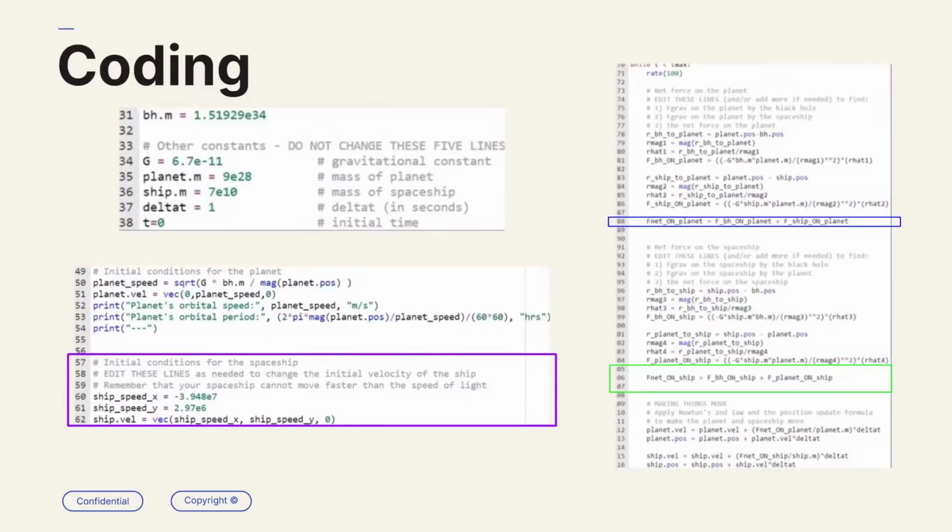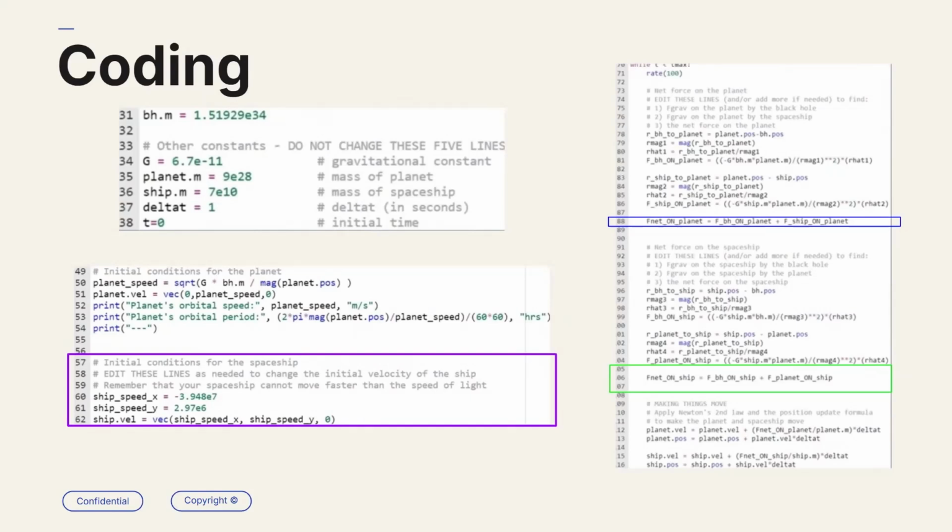So for part two, at the beginning on the left, you have the mass from part one, which is shown by bh.m equals 1.519 times 10 to the 34th. Underneath that are the constants that are needed, such as gravity, mass of the planet, mass of the spaceship, all of those things. Underneath that is the initial planet speed and velocity and the initial ship speed and velocity. Now, the initial planet speed and velocity was relatively normal. It was found using formulas and everything. However, the initial ship speed and velocity had to be calculated via trial and error, which is what makes this lab so unique.